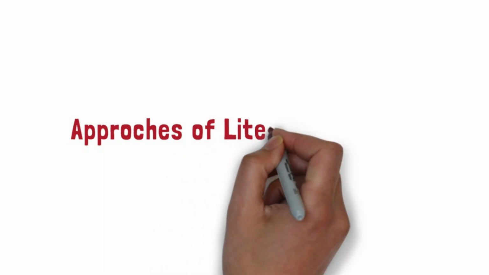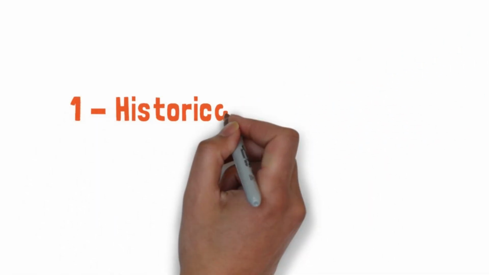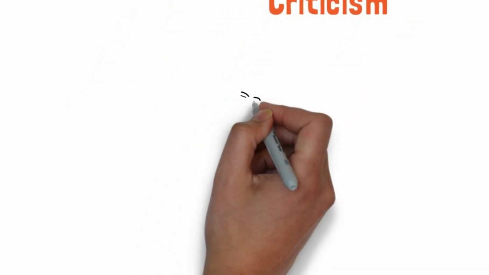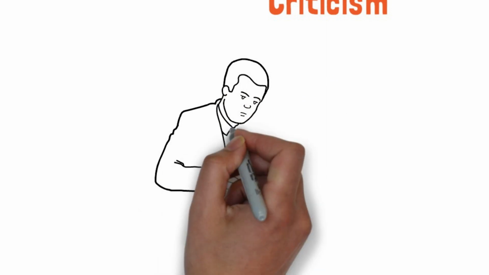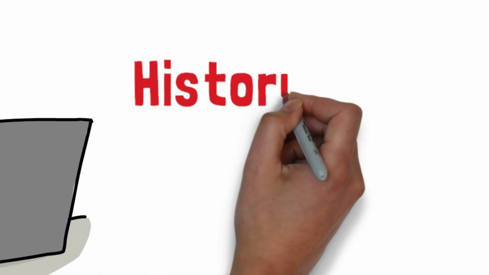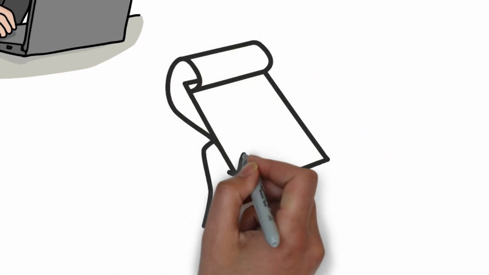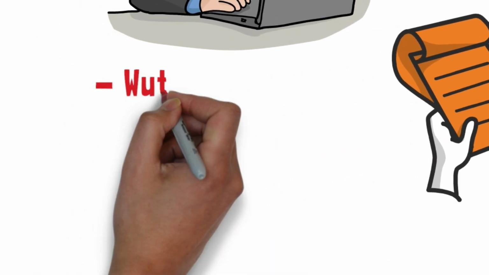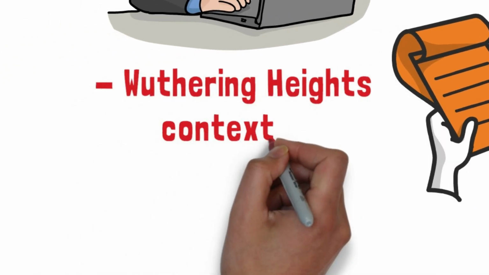Today we will discuss several approaches to literary criticism. The number one approach is historical biographical criticism. This approach considers the historical context of the author and their work. For example, analyzing Emily Bronte's Wuthering Heights within the context of Victorian England.